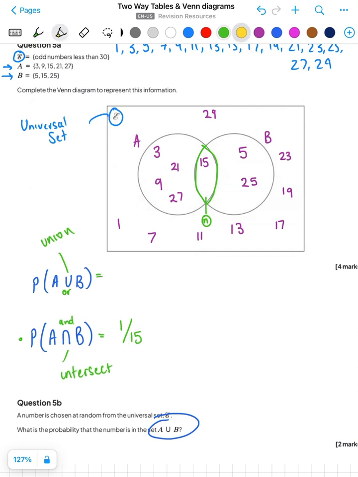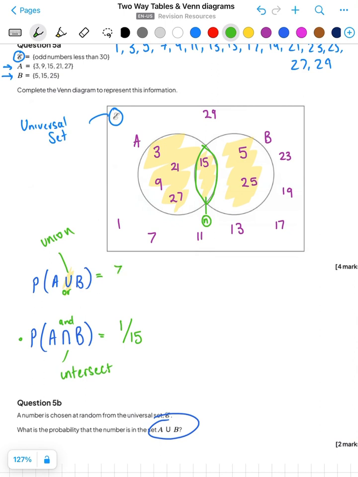Whereas or means you can like apples or you can like bananas. So these people like apples, these people like bananas, these people like apples and bananas, but they still like them. So that's a total of 1, 2, 3, 4, 5, 6, 7 numbers out of a total of 15 in our union set.